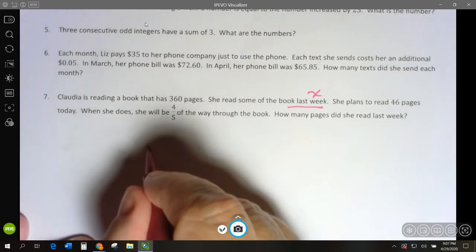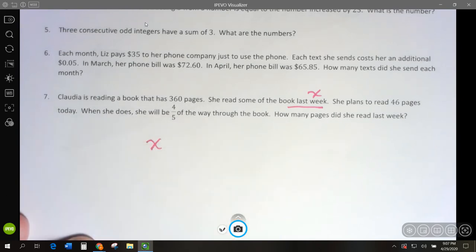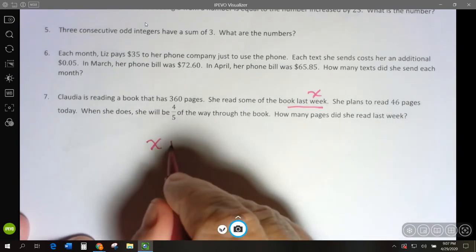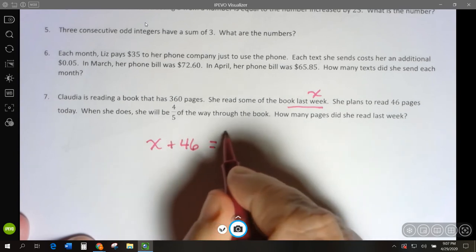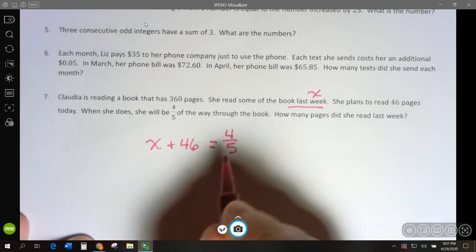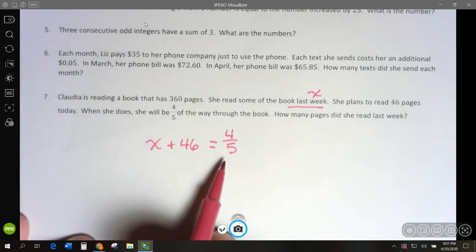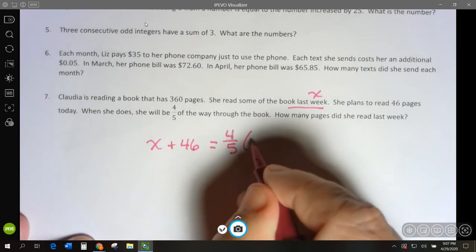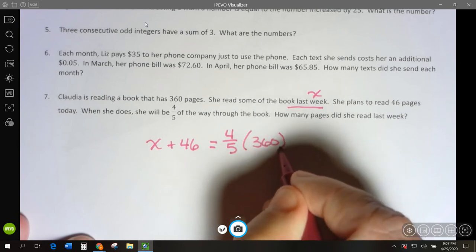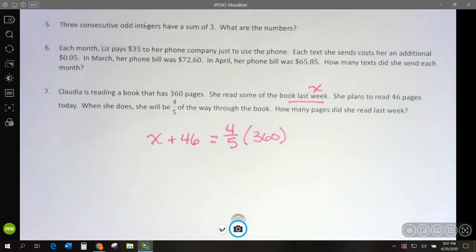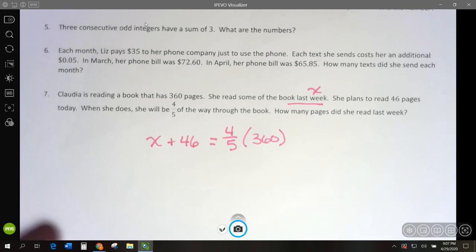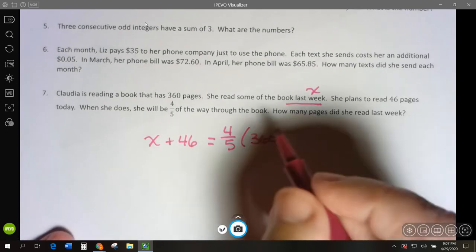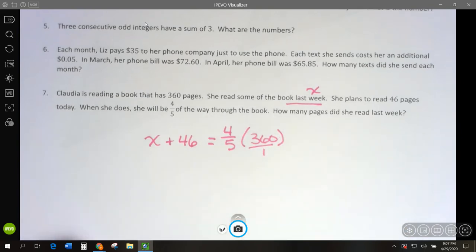So she read X last week, and then she read 46 more today. That's what she plans on doing. And once she does that, she'll be 4/5 of the way through the 360 pages. Okay. So what is 4/5 of 360? Well, let's multiply this out.